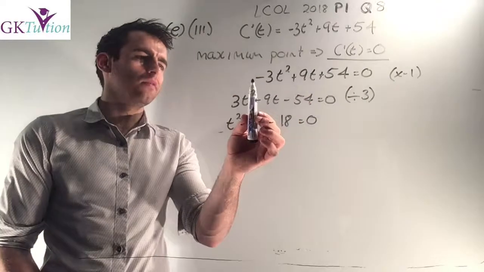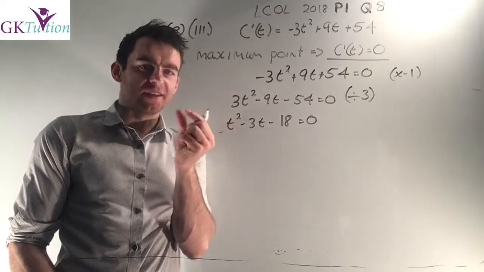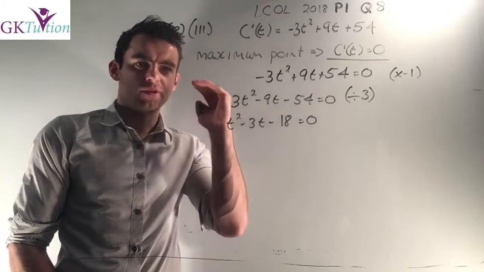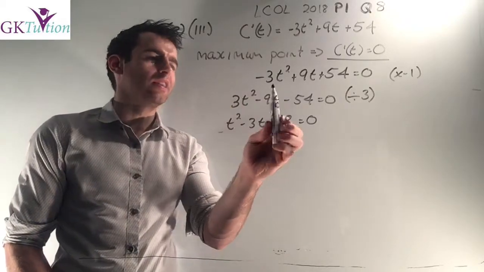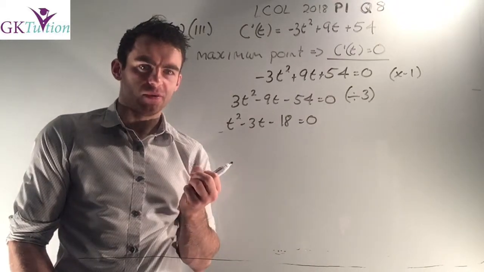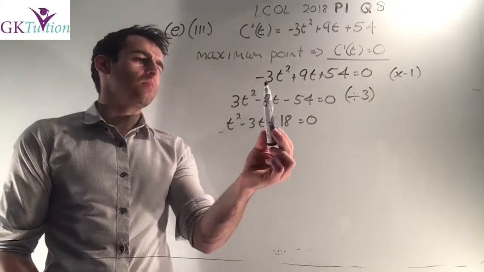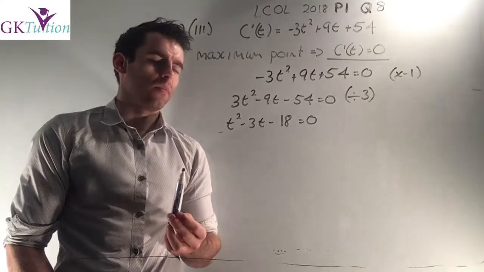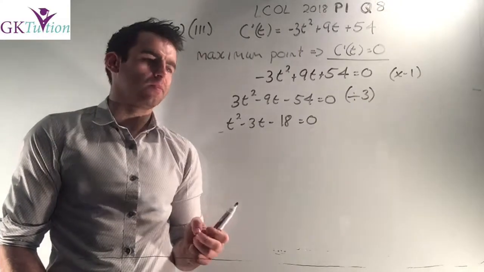So in order to solve this, in order to identify where the maximum amount of drug in the blood was, I need to let the first derivative equal to 0, and I'm going to try and solve it to find the value of t. So this is my first derivative, I let it equal to 0. So that will allow me to identify the max point.